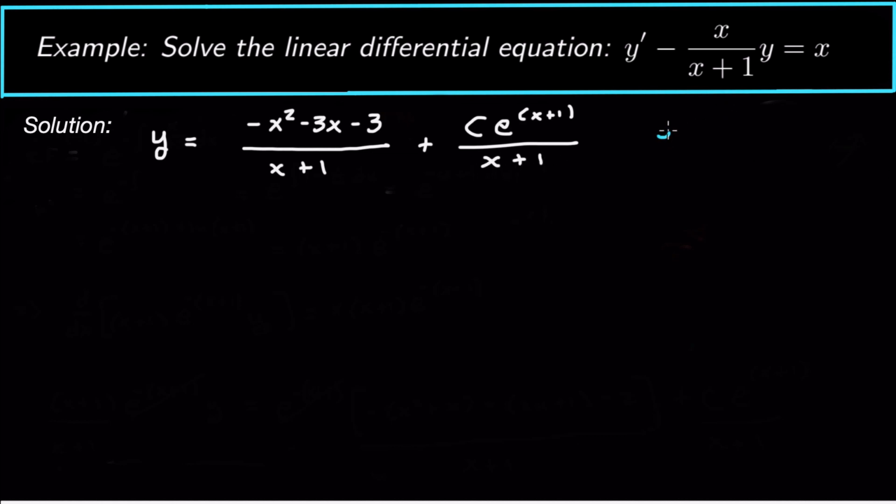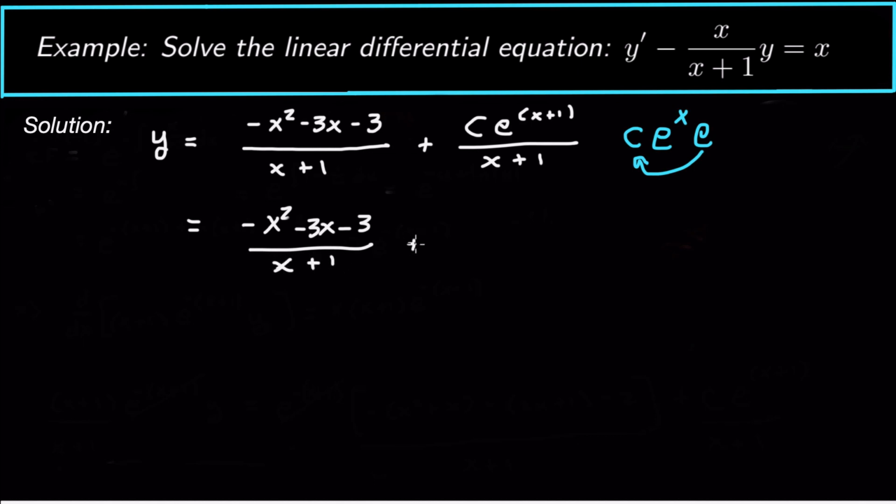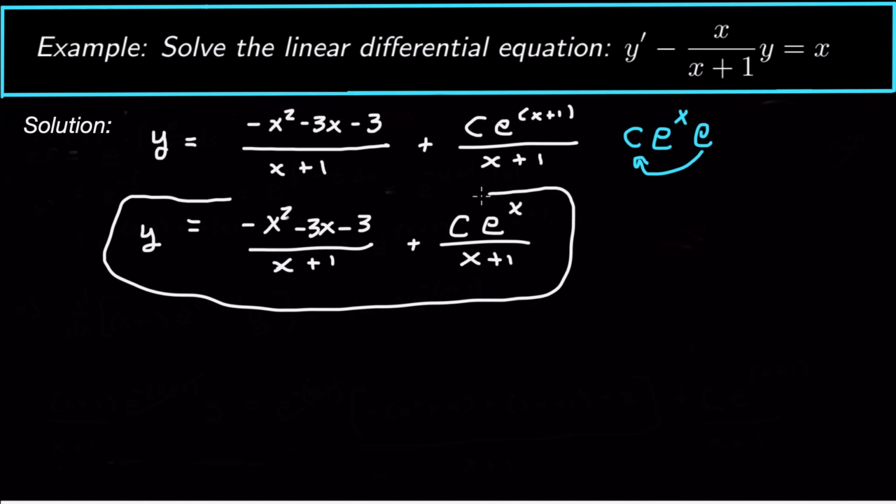And just recall, e to the x plus 1 is really e to the x times e to the 1. And if I have a constant times that, I can basically absorb the e into the constant. So really I could just rewrite this as negative x squared minus 3x minus 3 over x plus 1, plus c e to the x over x plus 1. And that would be an acceptable solution. I guess the previous one is also acceptable. But either one, definitely good to go.